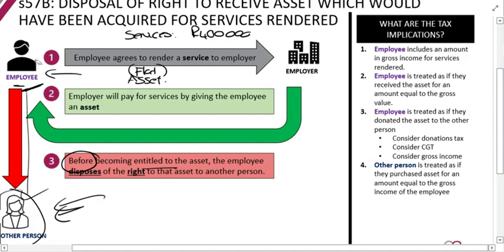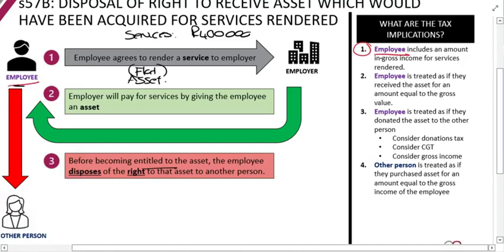Now, what happens if you have this situation, these 3 steps here? It's the following. Step number 1, this employee will include the amount in gross income for services rendered, like in my example here, 400,000. The employee is treated as if they then received this asset for an amount equal to the gross value. In other words, they are treated as if they purchased this asset for 400,000 rands. Now, you then treat that the same way as you would treat any asset that was purchased.